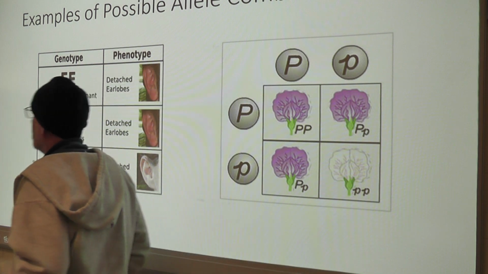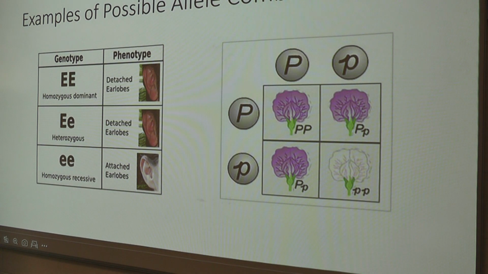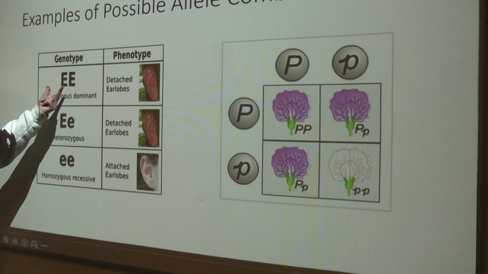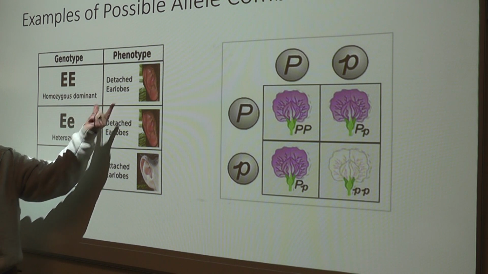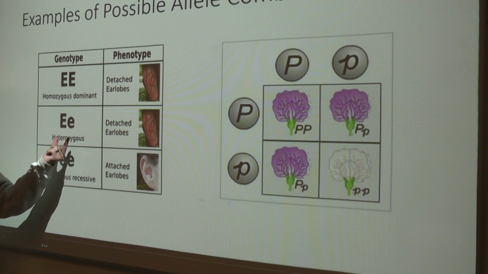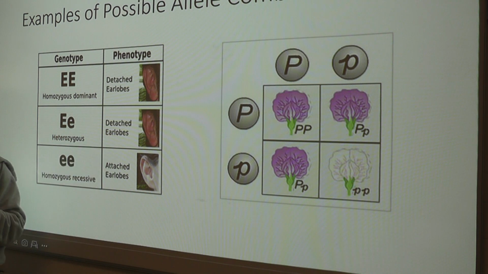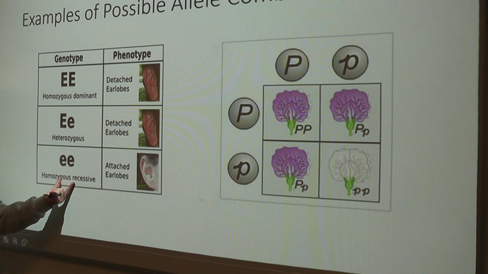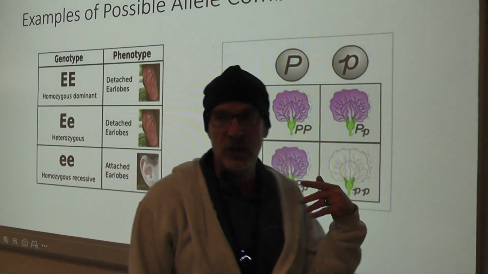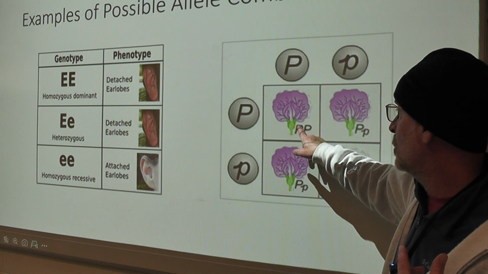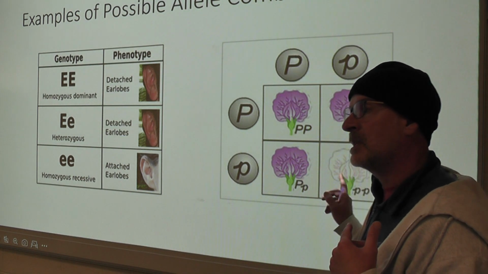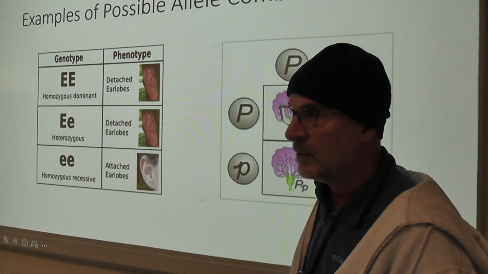So if we were to look, for example, at the earlobe thing, which is largely controlled by one gene with two alleles, if you have two dominant alleles, if you're homozygous dominant, you'll have detached earlobes. If you have one dominant allele, if you're heterozygous, you'll have detached earlobes. And only if you have two recessive alleles will you have attached earlobes. Or with the flower, what we were just looking at, heterozygous and homozygous dominant organisms will look the same. It's only homozygous recessive organisms that will have a different appearance.